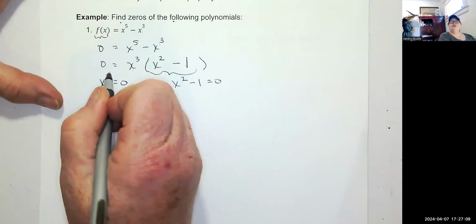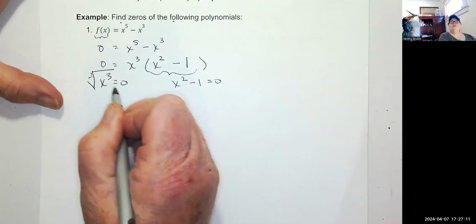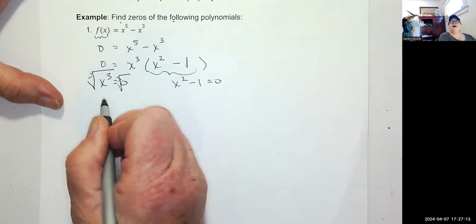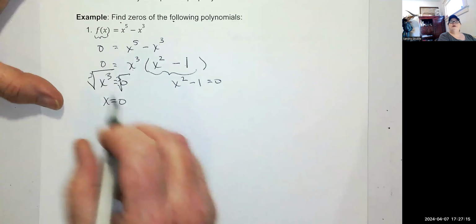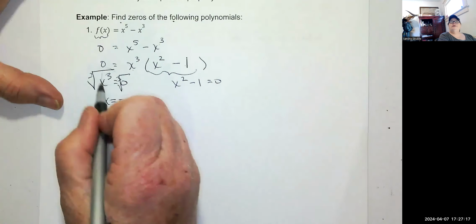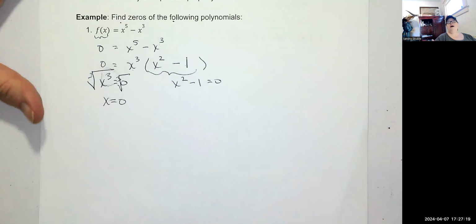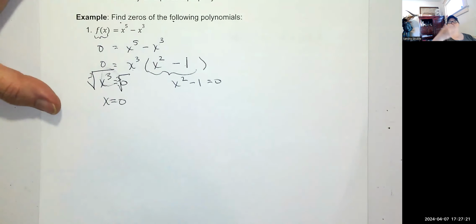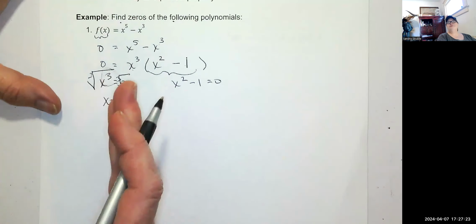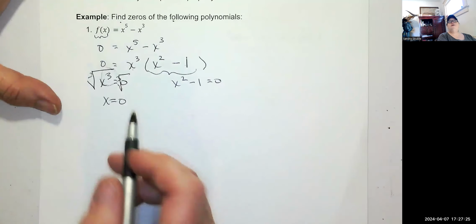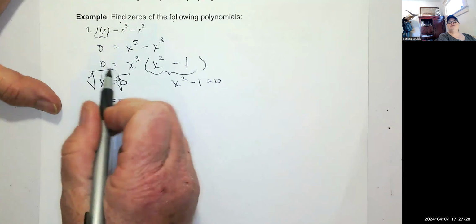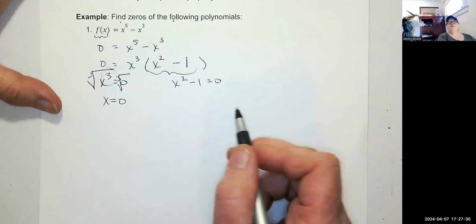For this one, it's x cubed, so I'm going to take the cube root of both sides. So x equals 0. Now, x equals 0 is actually 3 times. Sometimes there's double, sometimes this is a triple. So x equals 0 is representing 3 of those degrees from this polynomial.